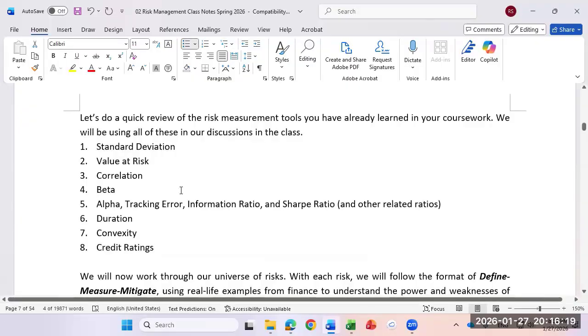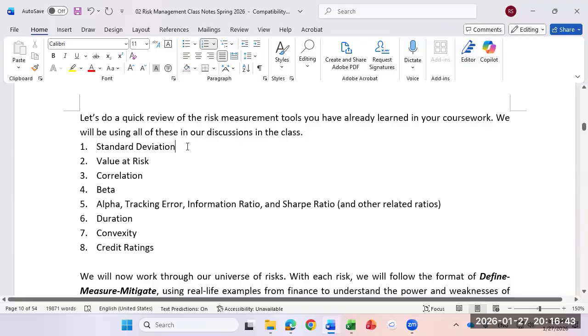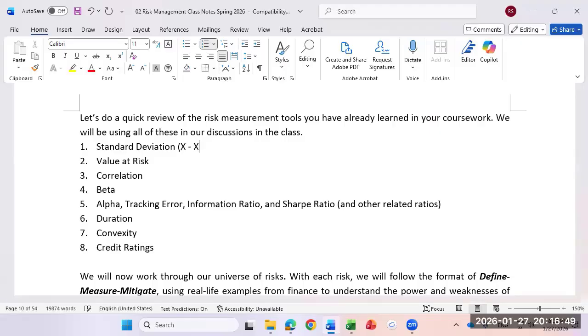Our typical measures of risk, you should have all of these formulas memorized. So everybody should know the standard deviation. Can anybody tell me the formula for standard deviation? Use it a lot in finance. You know a lot about how we define risk in finance by these formulas. So what do you start off with in standard deviation? It's X minus X bar. What is X minus X bar? Each data point minus its average.